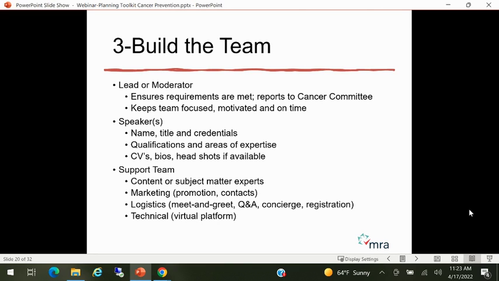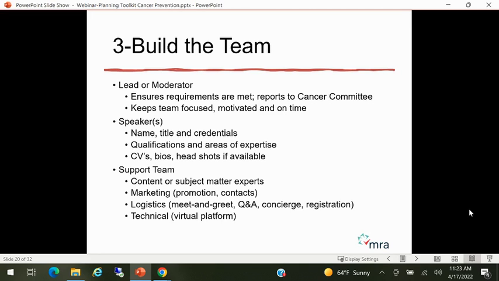Include on the support team your content or subject matter experts. So for example, if you're presenting a topic on healthy lifestyle and nutrition, make sure that your oncology dietitian is on board. And depending on the subject matter, you may have more than one subject matter expert. You may want to include your nurse navigators, your case management people, whatever is relevant to the content and the learning objectives you will be developing.